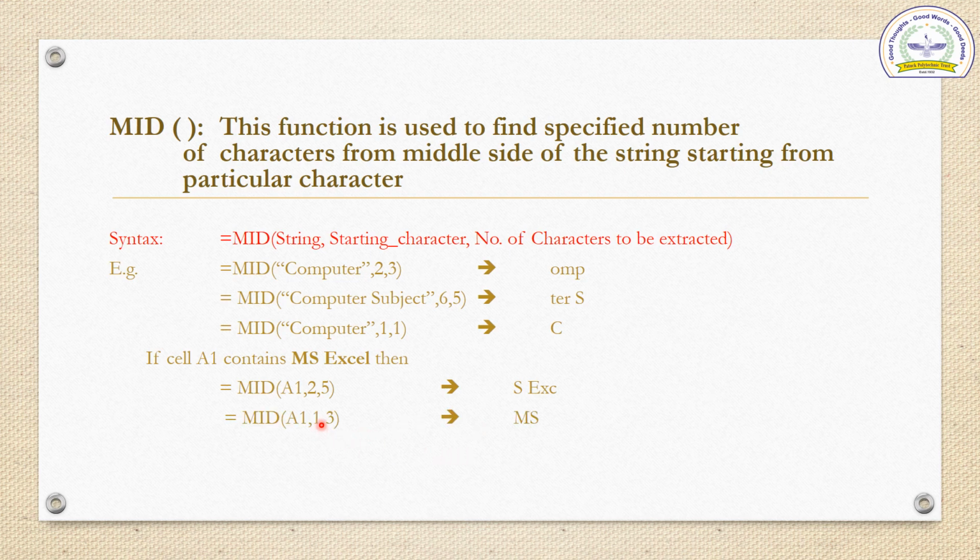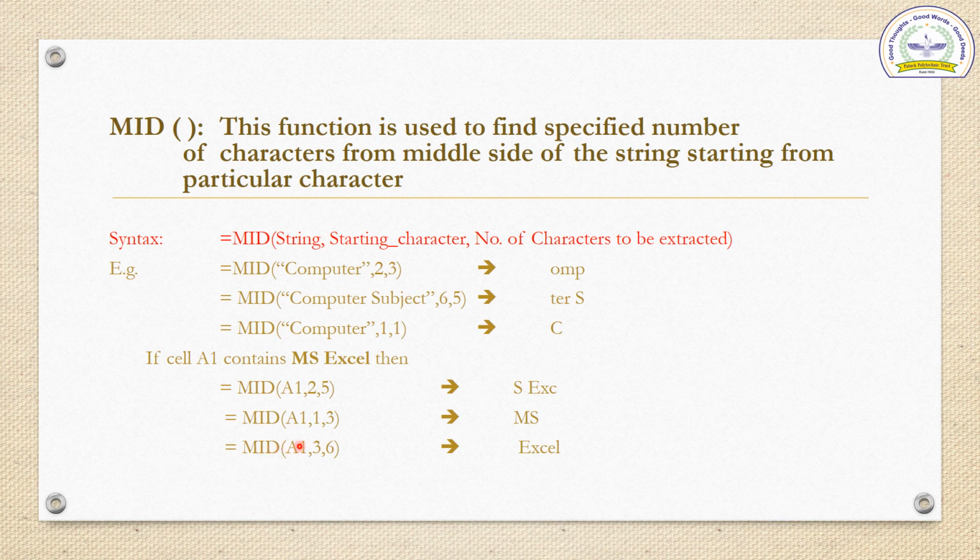In this case, the starting place is the first character of the same string, and the number of characters is 3. So the first character is M, the second character is S, and the space is the third character which is getting extracted. So the output is MS and space. Here in the output we are not able to see the space, but there are 3 characters.